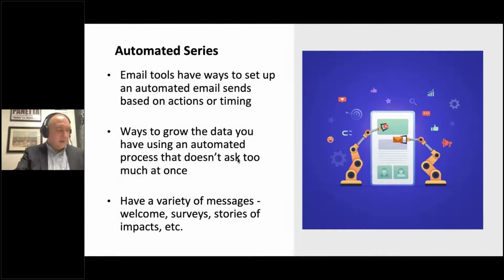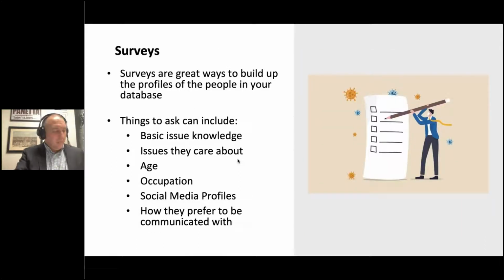So a couple of things we do. We talk about doing surveys. Like I said, this is an easy step to build up some information about the people in your database. Here are a couple of things you can ask about: issues they care about, their age, occupation, how they prefer to be communicated with. Everything I'm talking about in the next few slides is going into someone's data profile, which you can then use to segment your list and go back out to them based on what you know about them.